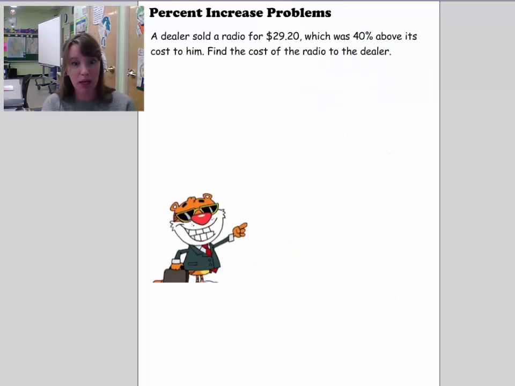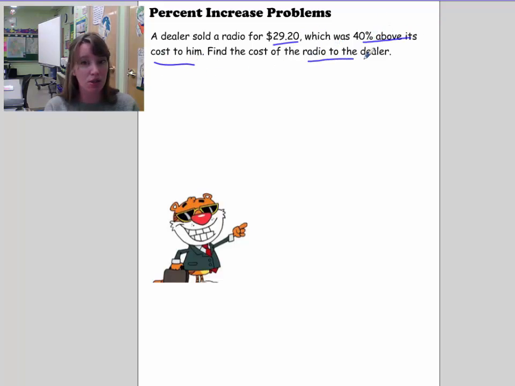Okay, let's deal with more complicated problems. So let's say a dealer sold a radio for $29.20, which was 40% above cost to him. So oftentimes this is what happens. You have a salesperson like this cat here who is selling something, but the salesperson bought it for a cheaper price. And when they sell it, they're selling it to make money, of course, because that's their business. So they're selling it to be a certain percentage above what they paid for it. So they sold the radio for this much money, but it was 40% above cost to him.